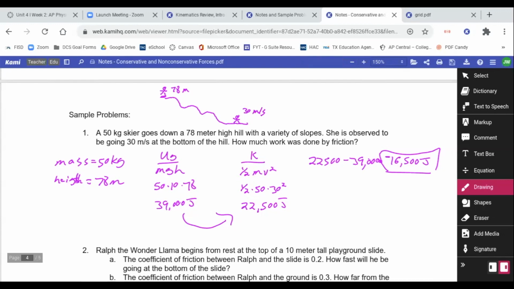So do we need to add the negative sign or can we keep it positive? Well, if you do the subtraction, it's going to be negative. 22,500 minus 39,000 is negative. So you should get negative. The work done by friction is always going to be negative. Don't forget that. It's going to be negative because the force of friction opposes motion, and negative work is forces in the opposite direction of the displacement.